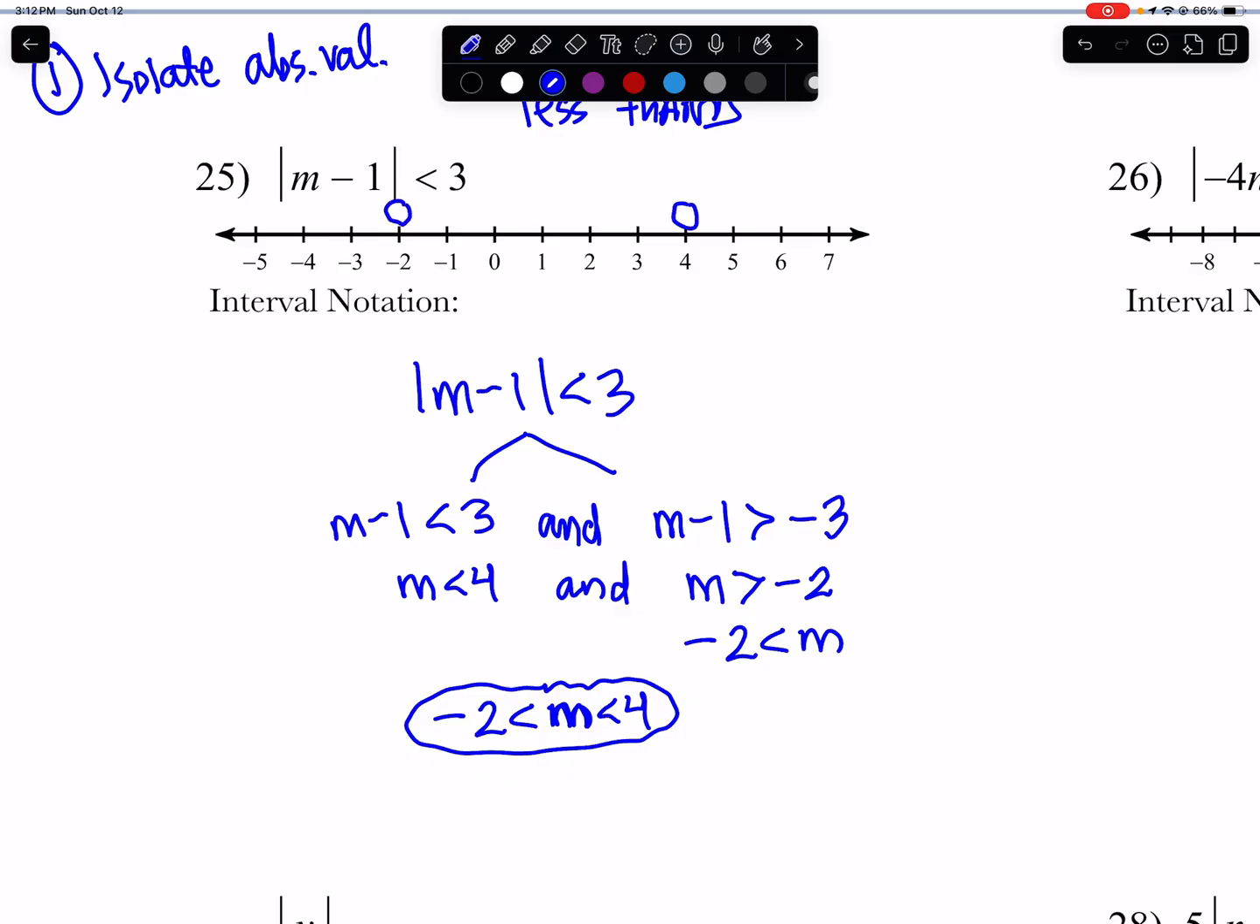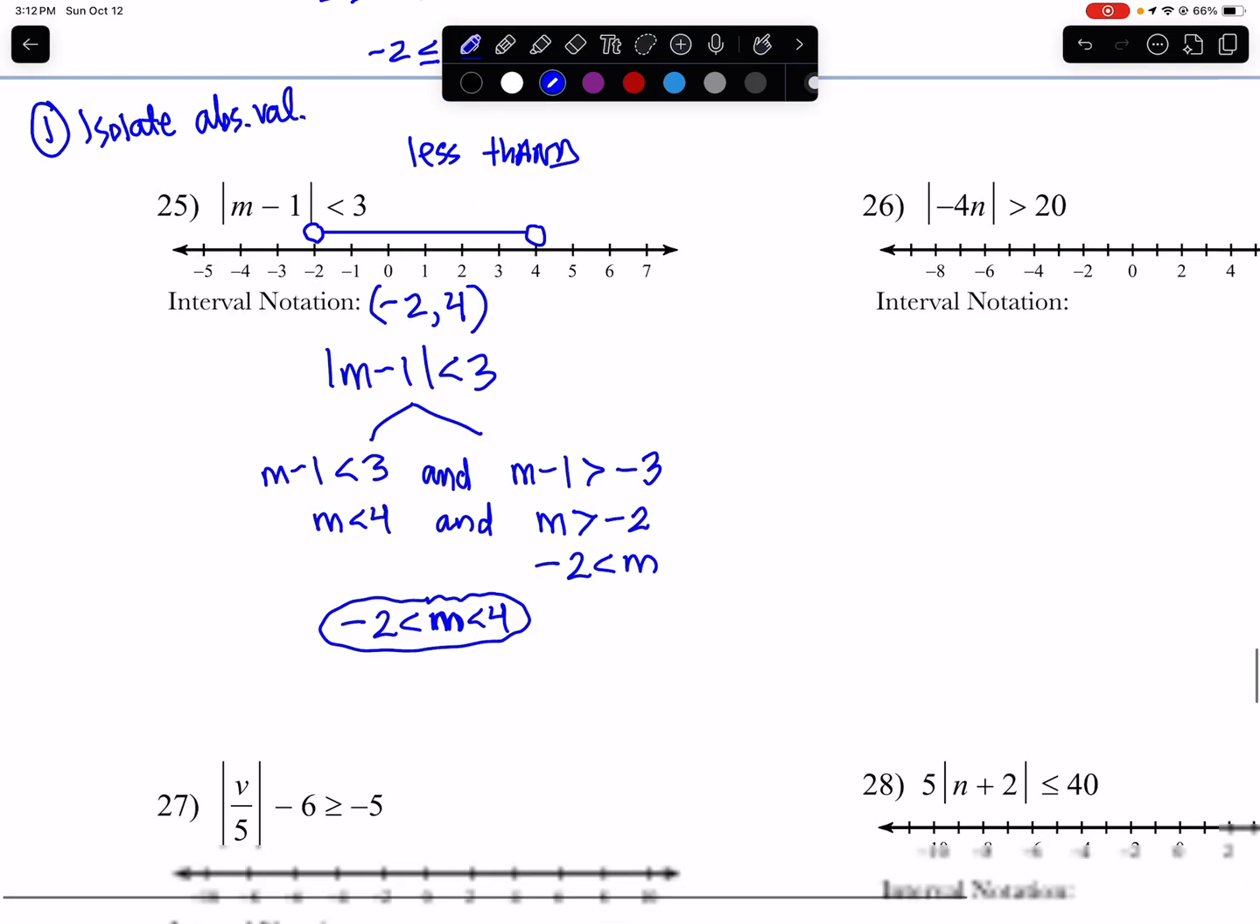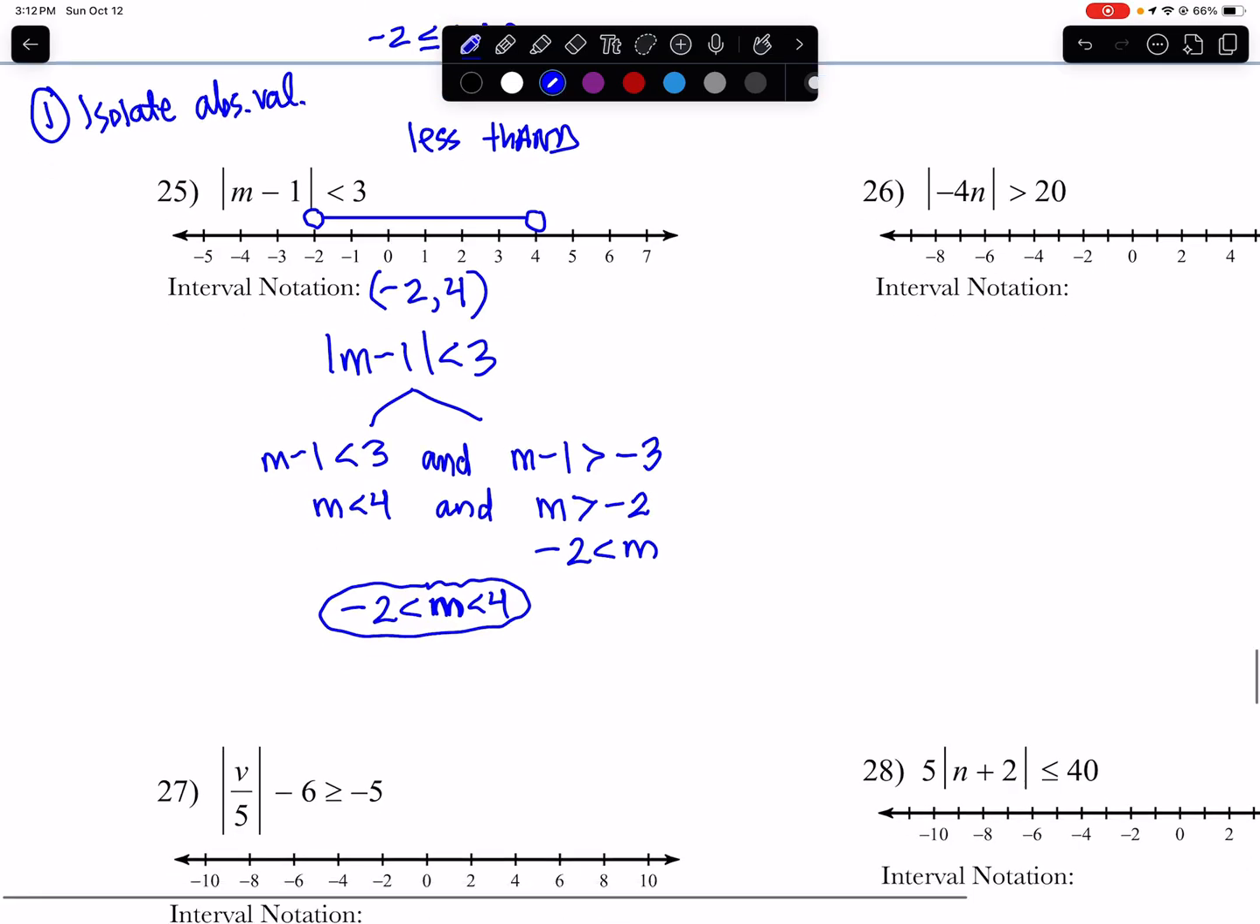Open circle, connection, and then negative 2, 4. So you really see that this is truly an and. Look at the graph. I mean, it's and. Okay. So that less than symbol, that's what we noticed during the notes. That's what that does. Okay.